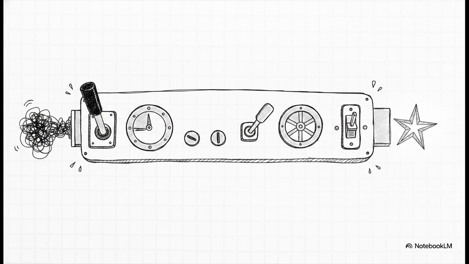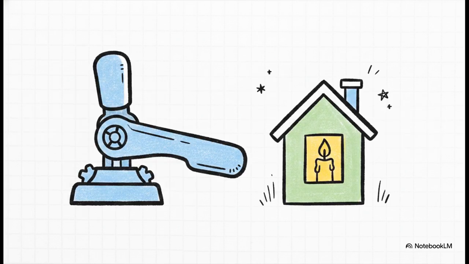Let's look at how to pull each of these levers one by one. So, our very first lever to pull on this control board is C, and that stands for context. Context is all about the background information. You have to mechanically ground the AI in your specific reality.